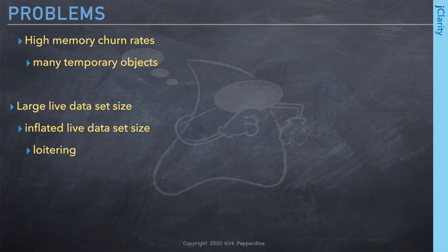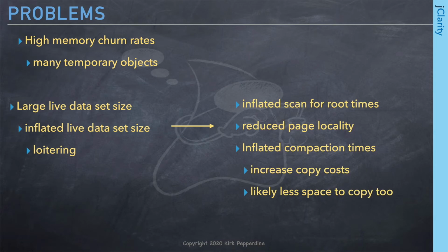Okay. With the large live dataset size, we have an inflated live dataset size. You can inflate this by a number of different means. We can go through the list, but effectively, we can inflate the scan for roots time. When we do our scan for roots, that's finding our live objects that create the set of data that we start our mark cycles from. So we need to scan in a whole bunch of different places to find them. One of them is tenured space. We get reduced page locality. So this is how likely is related data going to end up on the same page? Well, in this case, it's likely less.